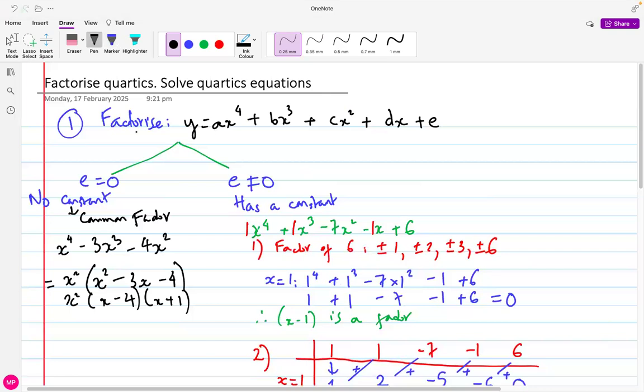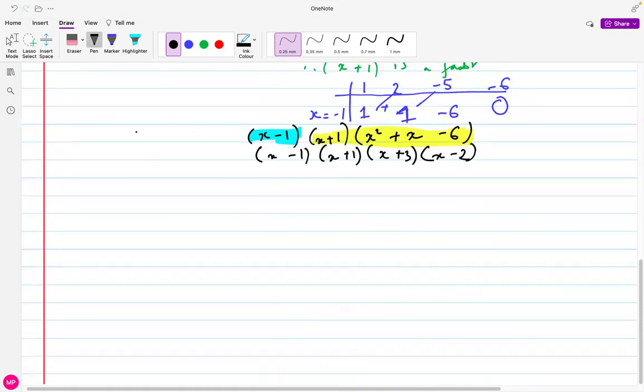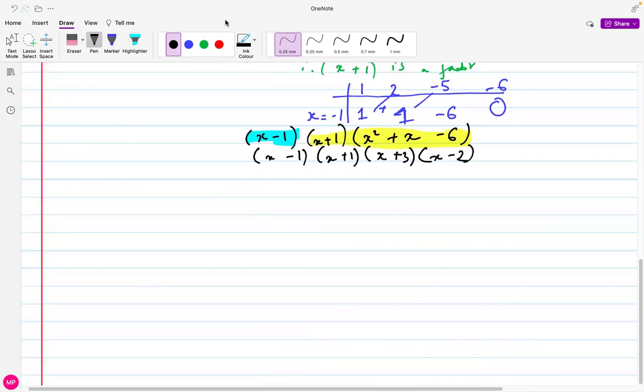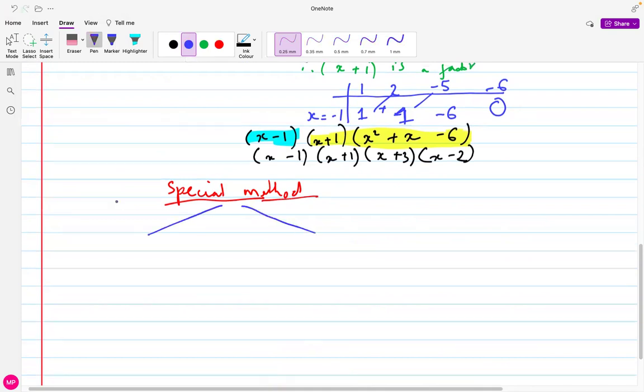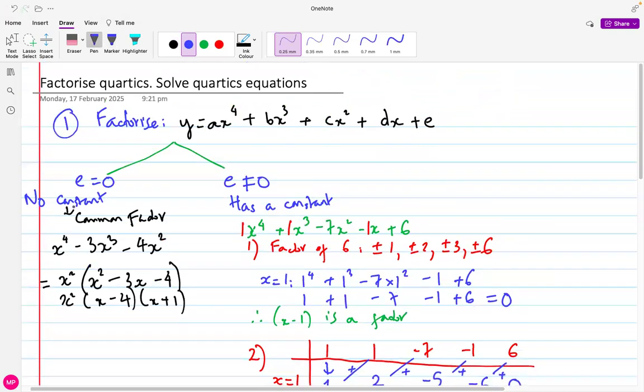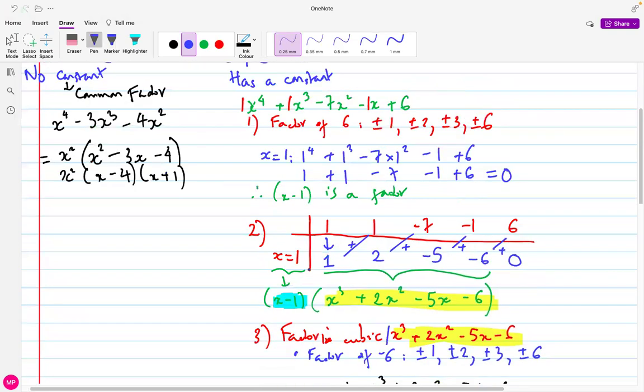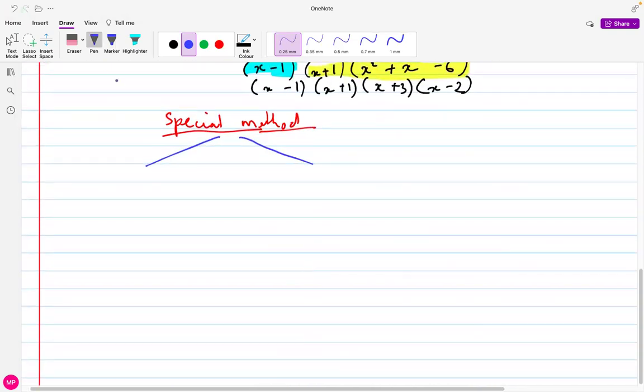Okay. Now there's some special ways to factorize quartics. So there's special methods here. These methods always work if you have no constant, if the constant equals 0. And if you have a constant, these methods always work. But the special methods are for some cases.